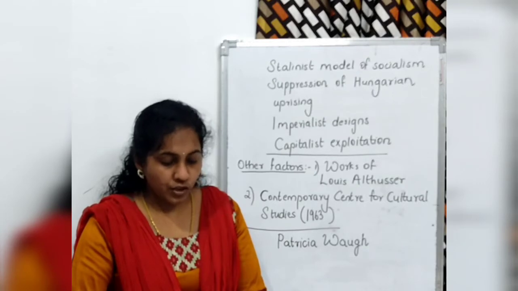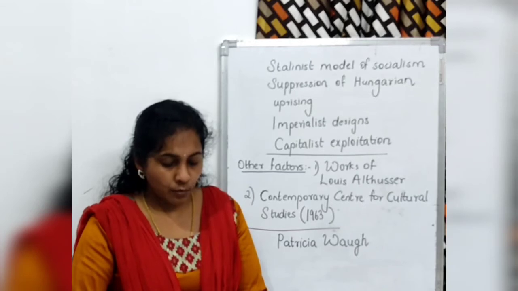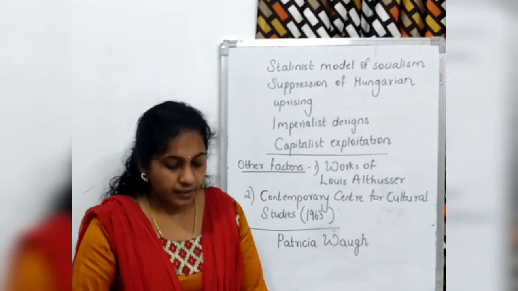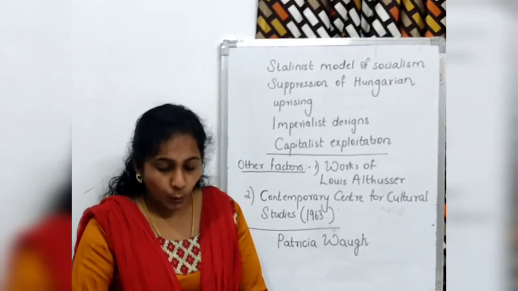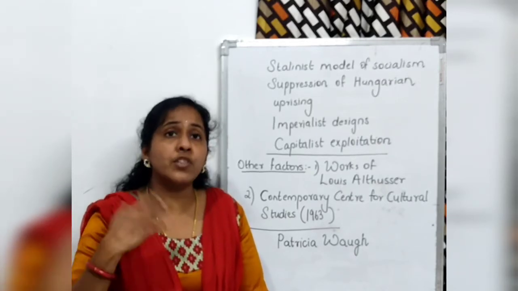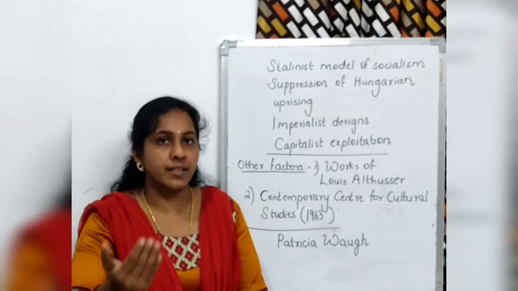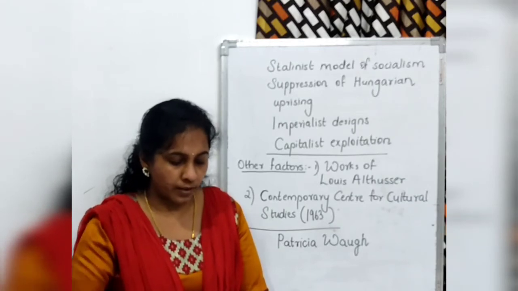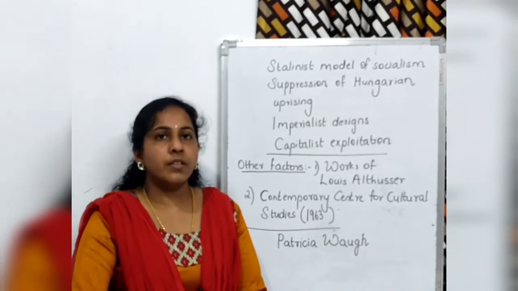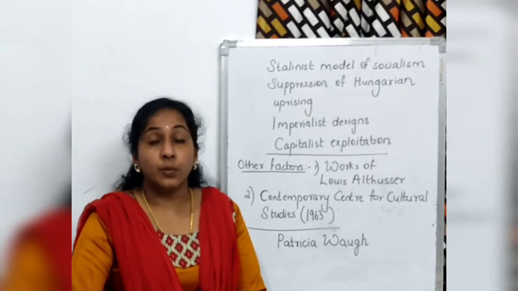And coming to the suppression of the Hungarian uprising. What is the Hungarian uprising? The Hungarian uprising was in the year 1956, and it was a nationwide revolution against the Hungarian People's Republic and its Soviet imposed policies. So this Hungarian uprising was a revolution against Soviet imposed policies, against the Soviet Union, USSR. So there were protests and revolutions or uprisings throughout the world.